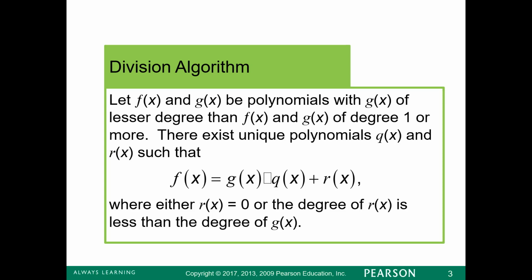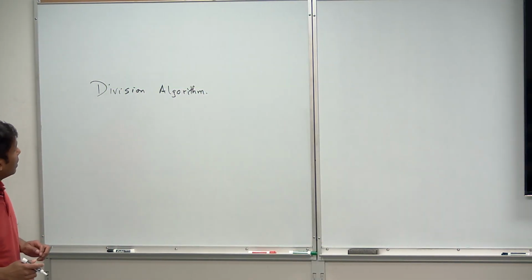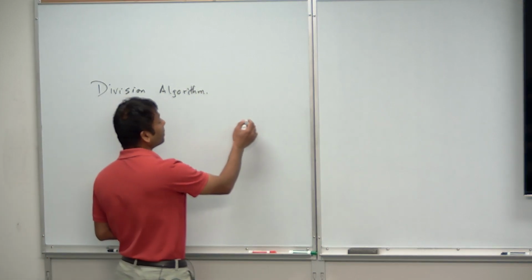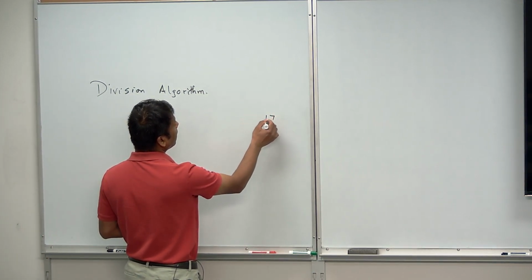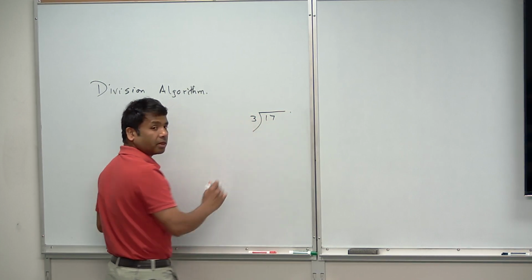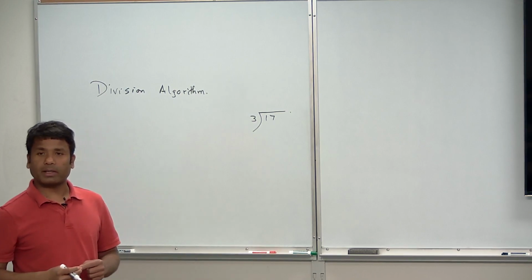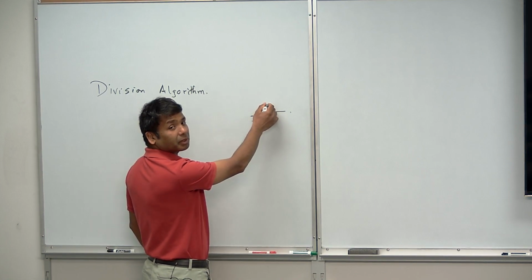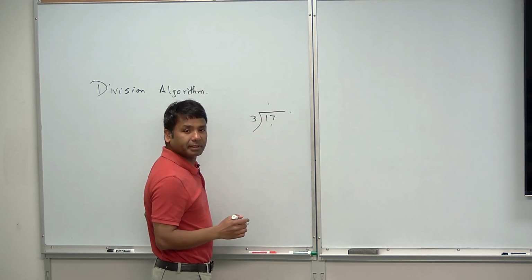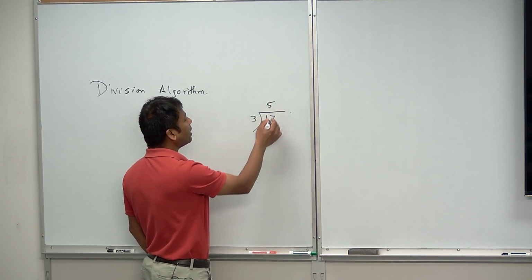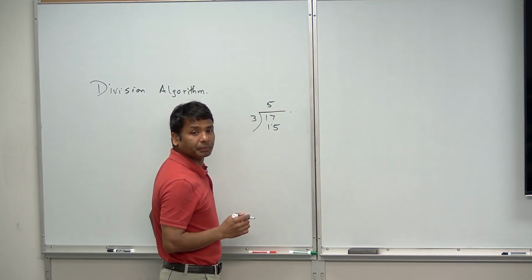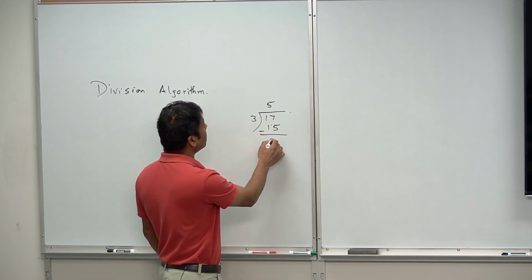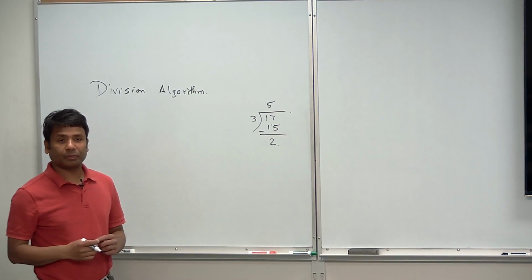So, the division algorithm. Suppose you have the number 17 and you want to divide it by 3 in arithmetic. How do you divide this? 3 times 5 is 15, right? And 17 minus 15, what is this? 2.